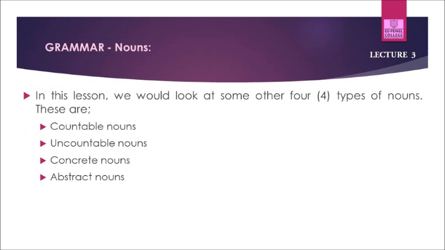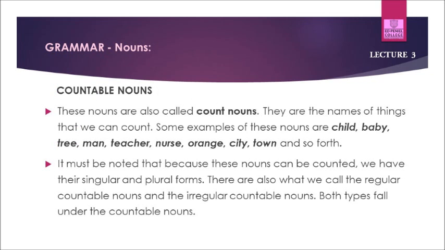The types of nouns that we'll look at in this lesson are the countable nouns, uncountable nouns, concrete, and abstract nouns. Now let's take countable nouns. We also call these nouns count nouns, and they're the names of things that we can count. If it is one, you say one; if it is two, you say two. As such, these nouns have singular and plural forms. When it is one, we use the singular, and when it's more than one, we use the plural form.